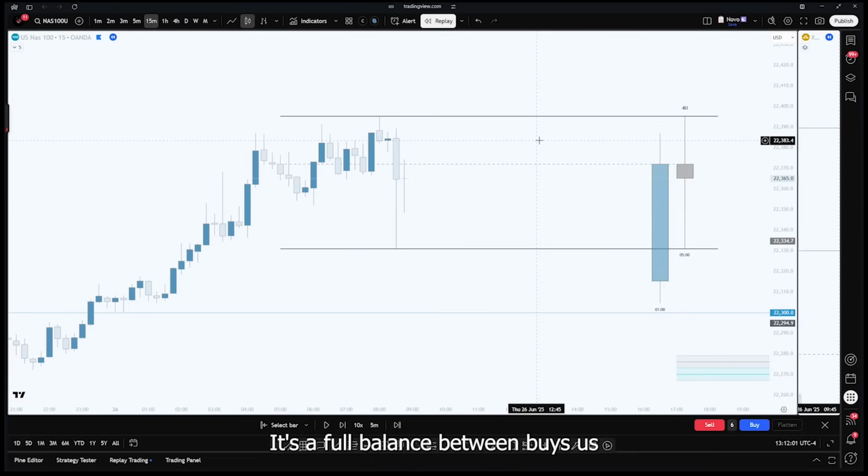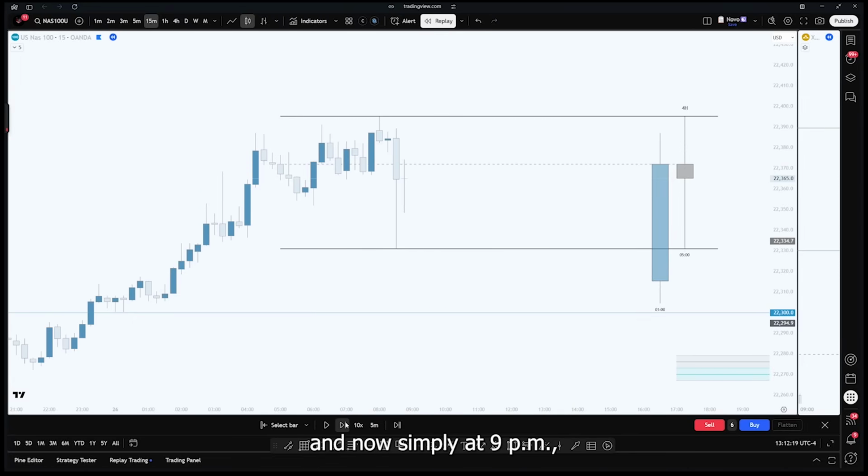Okay, on these types of days, it's a full balance between buyers and sellers, and here we have to be a lot more introspective and look at the lower time frame to confirm this. Now, the simplest thing you can do if you are a bit confused is just mark out that candle's high and low point, which we have done here. This is my prior 5 candle high and low point.